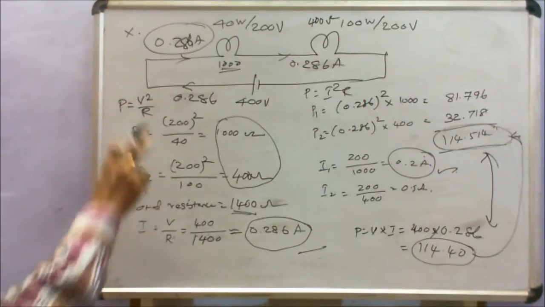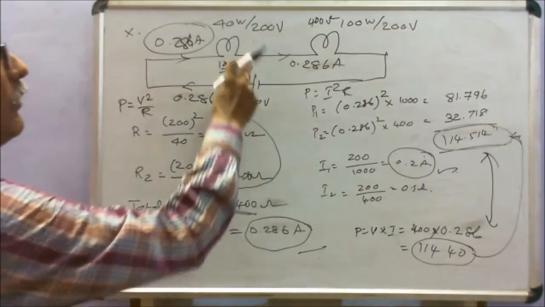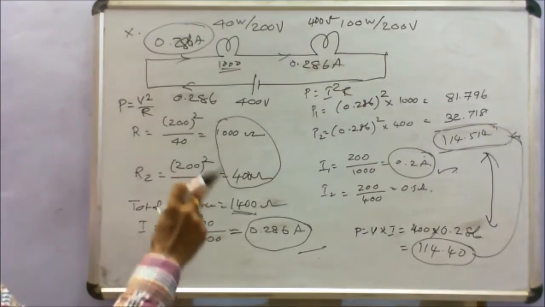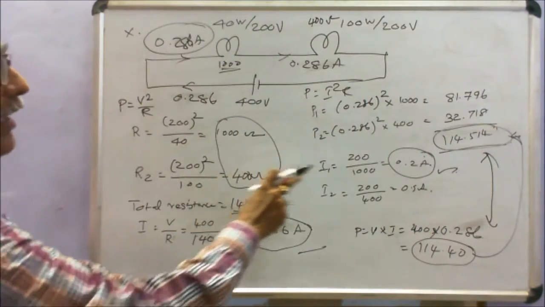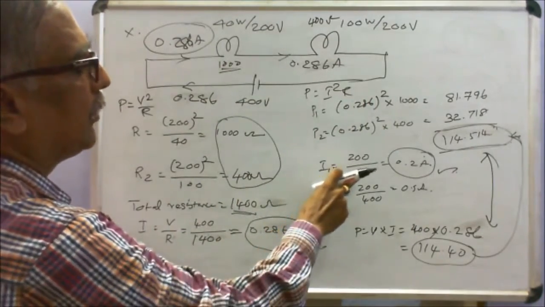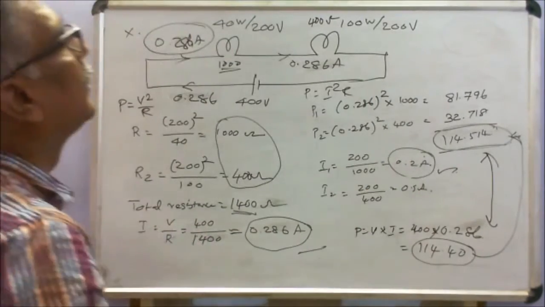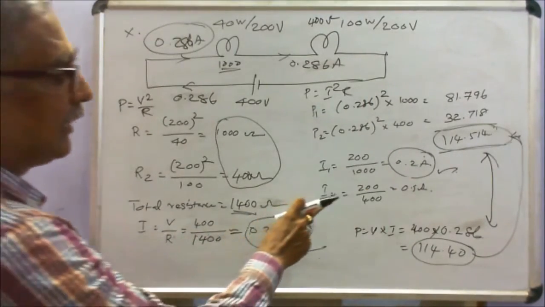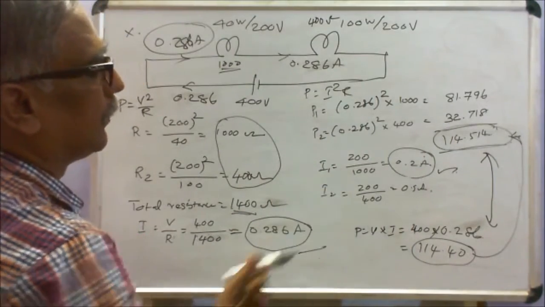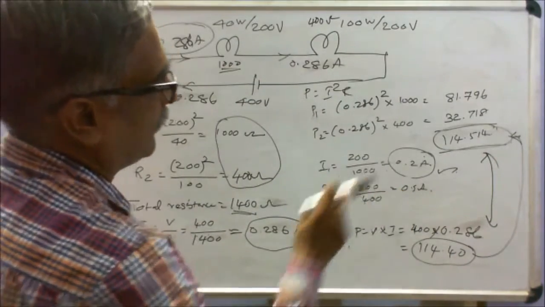Now the next question is whether the combination will work. We have to find how much current the filament can withstand. That is the thing we must know. So I is equal to 200, that is the operating voltage given, divided by 1000, its resistance. Maximum current is 0.2 amps. And the second is 200, that is its operating voltage; its resistance is 400 ohms, giving 0.5 amps.